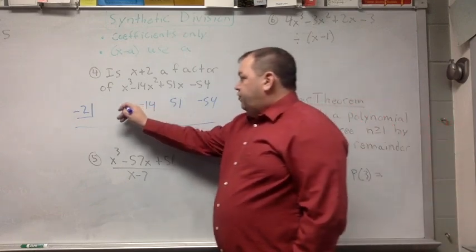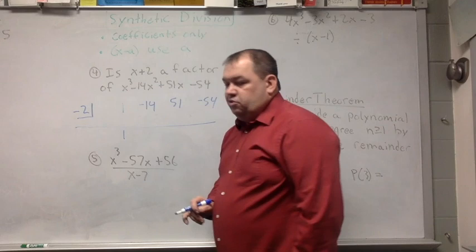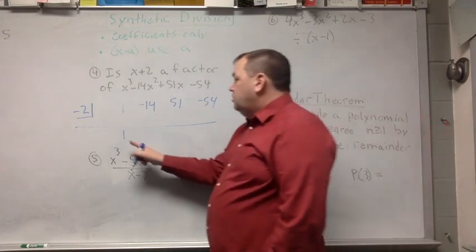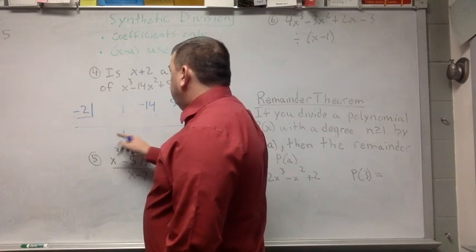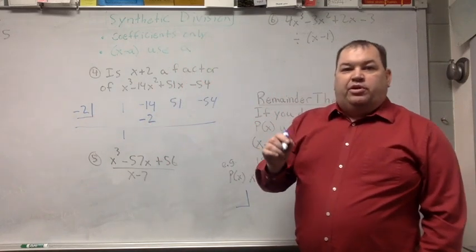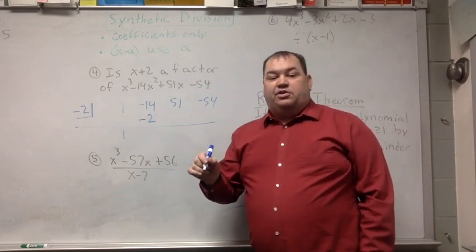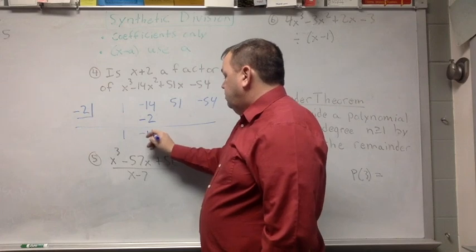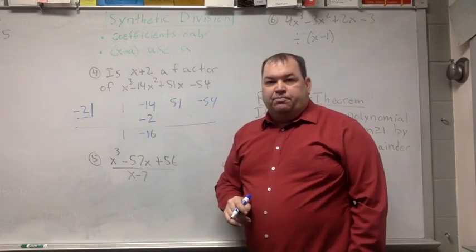Now we always bring the first one down. That one doesn't change. And we're still going to do multiplication. So we're going to multiply here. And we're going to write it right there. But then we're going to add. That's the key difference here. We're going to add these two things to get our next term.